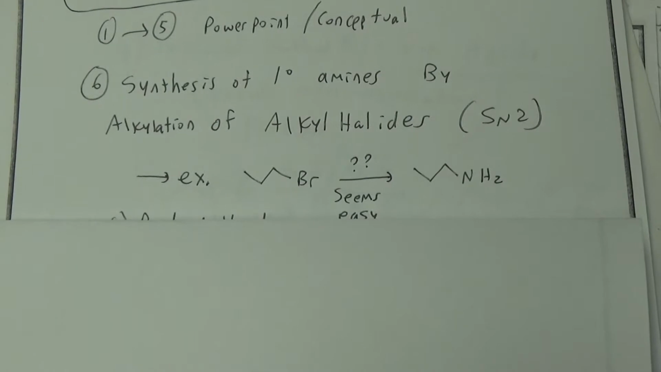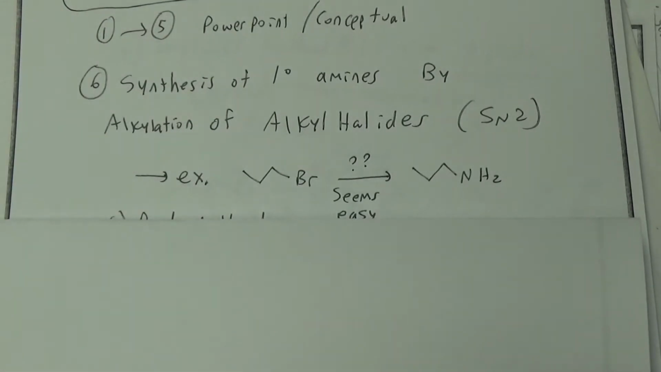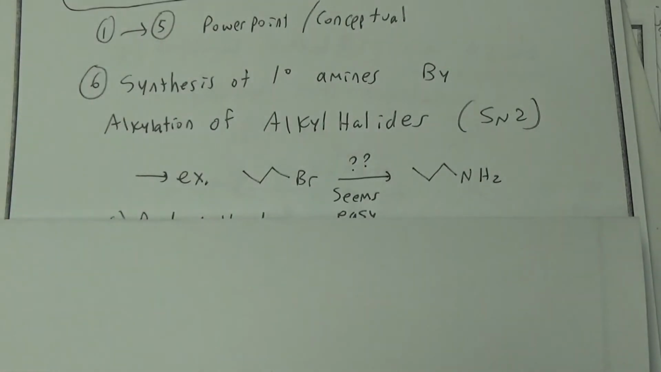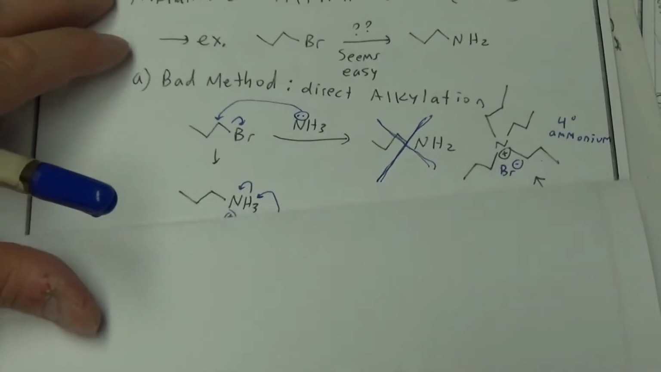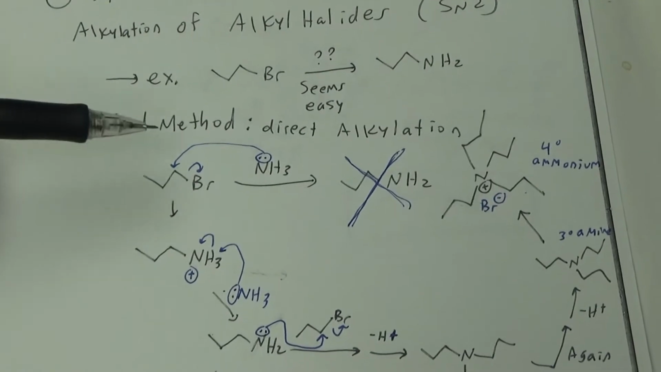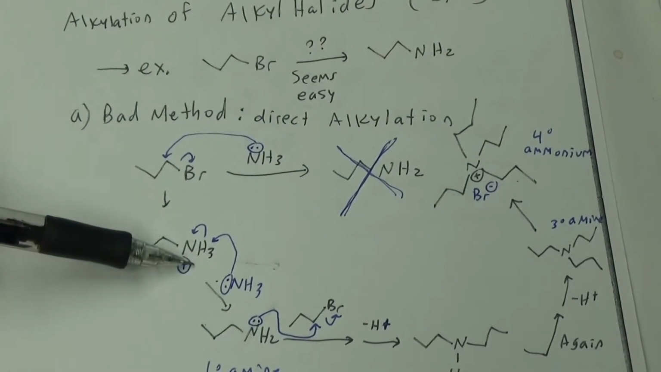One of the ways you could do that is just use ammonia, NH3, to kick off the Br and then lose the proton, and then you have a primary amine like this. But the problem, as we learned, as I kind of stepped through, is that yes, that happens. NH3 attacks, kicks it off, and then you lose a proton.